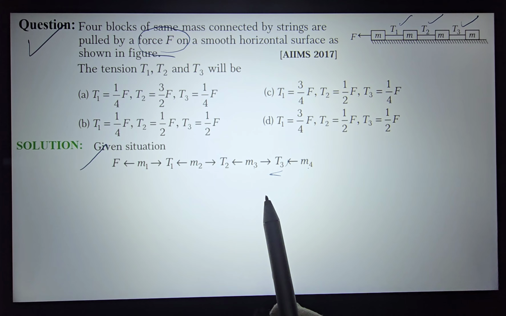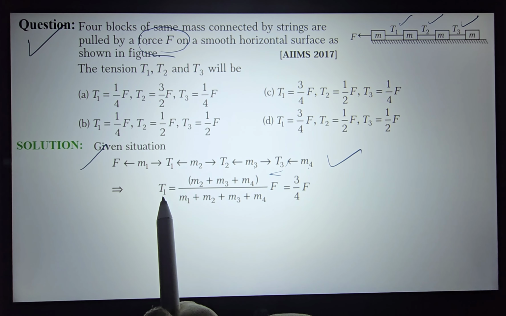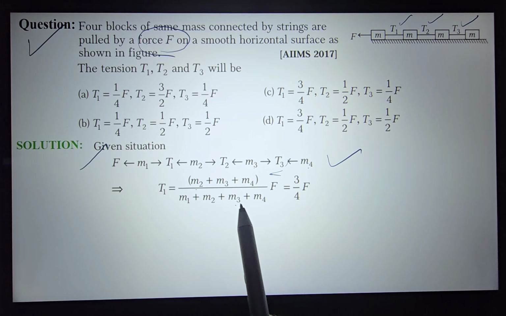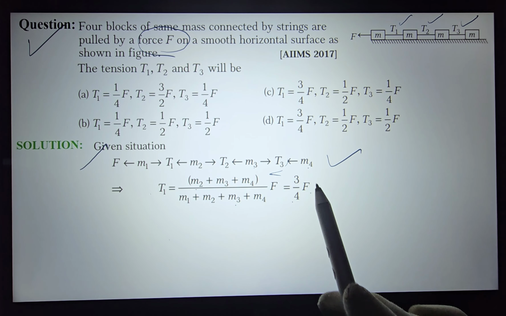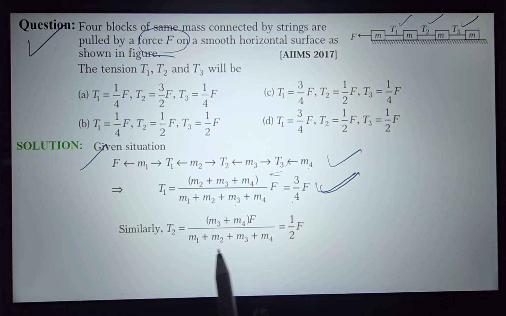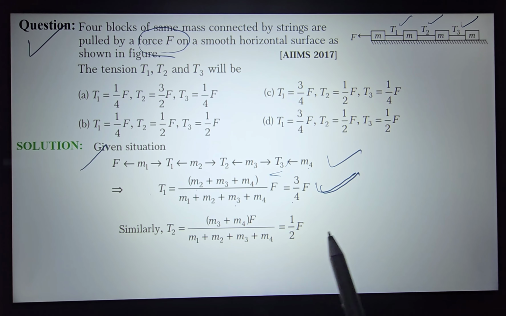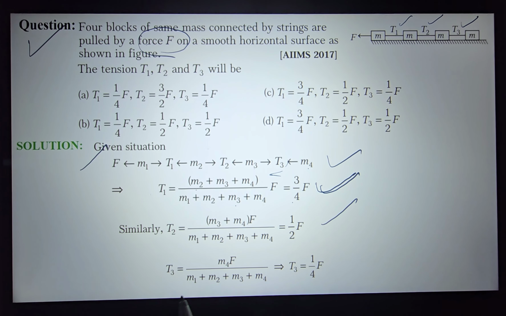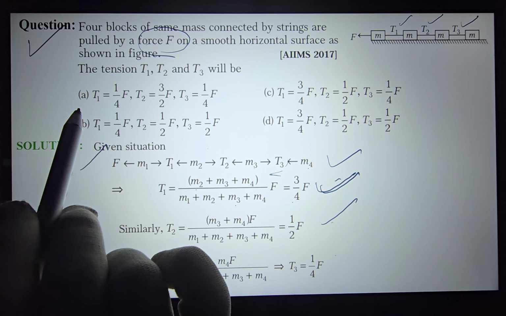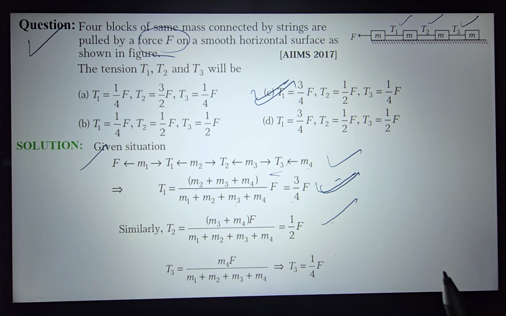Okay, now according to this situation, we can find out the value of T1, which is equal to (M2 plus M3 plus M4) upon (M1 plus M2 plus M3 plus M4) into total force F, that is 3 upon 4 F. Similarly, T2 would be (M3 plus M4) into F upon sigma M, the summation of all the 4 masses, that is 1 by 2 F, right? And finally, T3 is equal to M4 F upon sigma M, that is 1 upon 4 F. So finally, we can say T1, T2 and T3 as per the options, option C is correct. So this is the final answer.